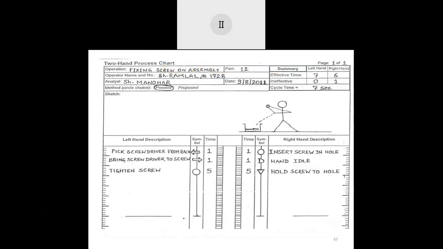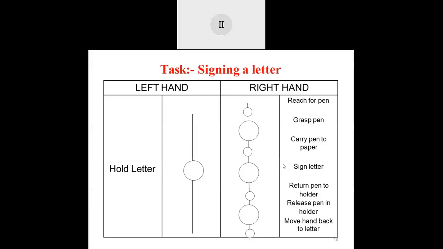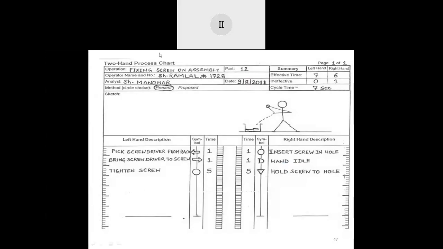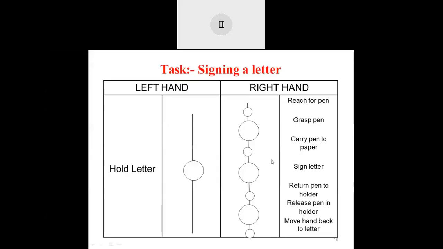Any question? So this is a two-handed process chart. So see, now this is for just some operation. So again, this is showing the task, means you need to sign a letter. So at that time period, what are your left hand and right hand doing? If you are a right-handed person, you will sign using your right hand.